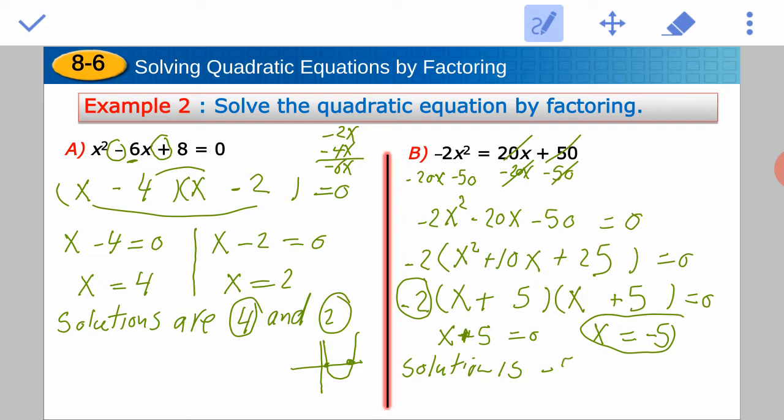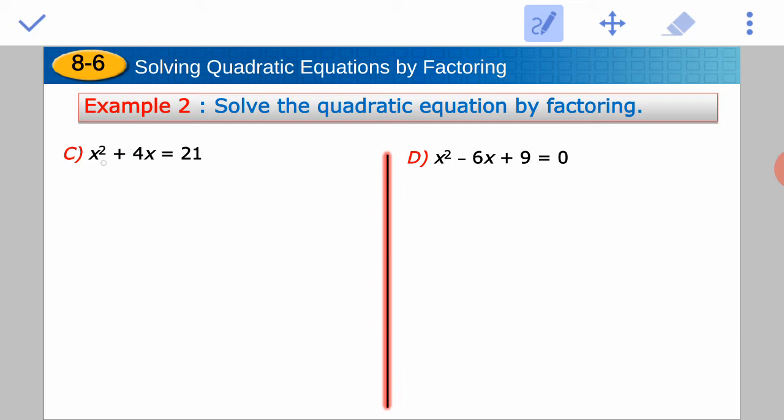negative 5. And again, guys, if you visualize this situation, it's an upside down parabola because the coefficient of x squared is negative. So it's an upside down parabola this way. And it touches the x-axis at negative 5 this way, guys. It touches the x-axis at negative 5. This is why this quadratic equation has one solution.